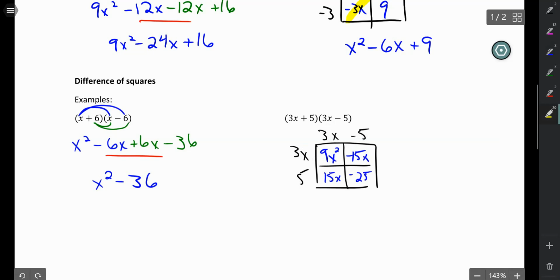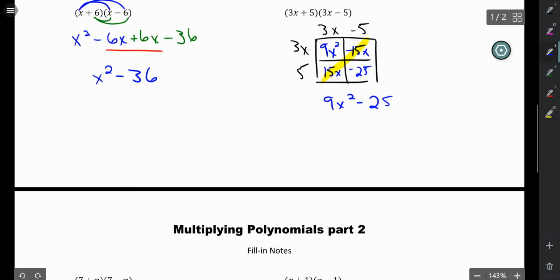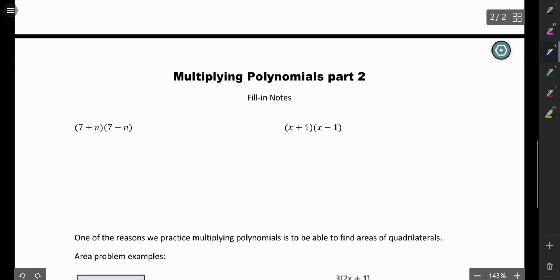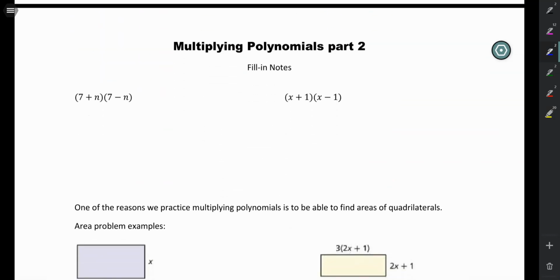Well, what happens when I combine those like terms across the middle? I've got a positive 15 and a negative 15. How many x's do I have left over at the end? None. I just have the squares. And because I'm subtracting them, it's a difference of squares, right? Beautiful, isn't it? Now, these are particularly nice if you can recognize these working backwards when we factor in our next lesson next week, okay?